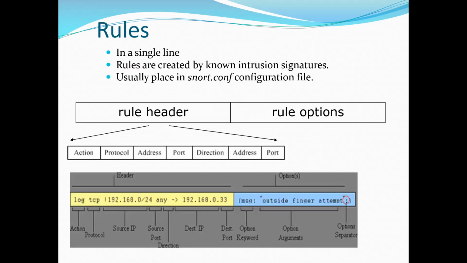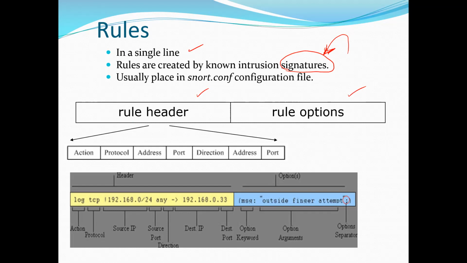So now let's take a more detailed view of the rules themselves. They're usually a single line, right? The rules are created by the known intrusion signatures. So remember, we've talked about this. Researchers spent, say, 3 months looking at an attack, and then ultimately they came up with a signature for it, okay? The rules can be divided into the rule header and then the rule options.